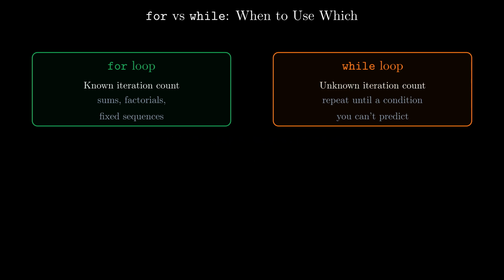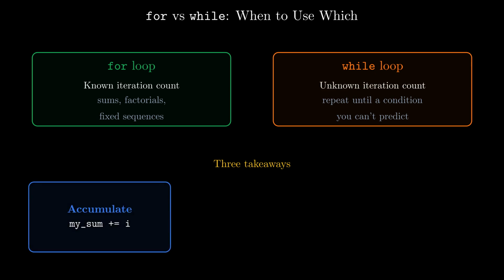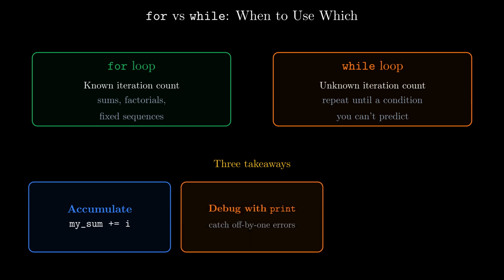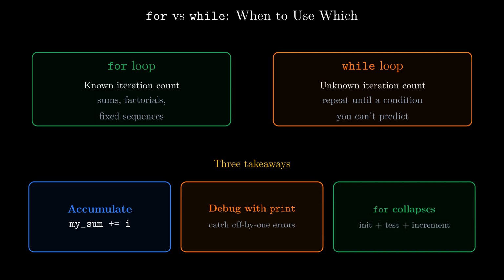3 takeaways for loops: accumulate sums and products using the plus equals pattern. Print statements reveal what your loop variables hold, essential for catching off-by-one errors. And for loops collapse initialization, testing, and incrementing into one concise line.